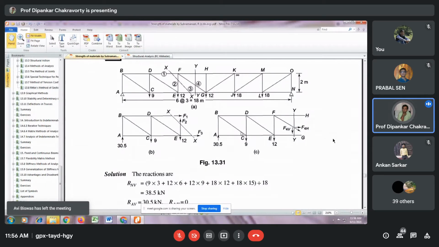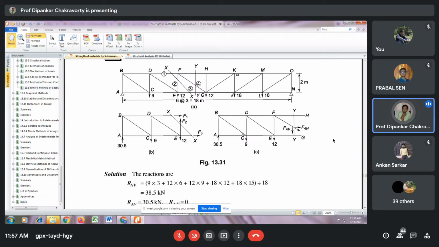But when you actually calculate the determinacy or indeterminacy of a particular structure, please do not consider how the load is applied. This load is vertical, so the reaction is vertical, but never think that the number of reactions is 2. The number of reactions is 3, because whenever you check determinacy or indeterminacy of a structure, you have to think about generalized loading. Is it clear? Yes, sir.